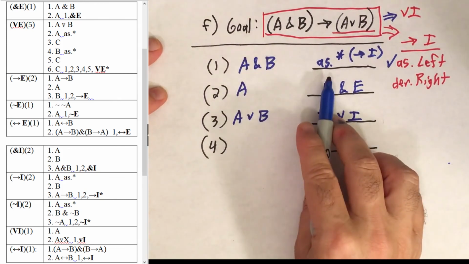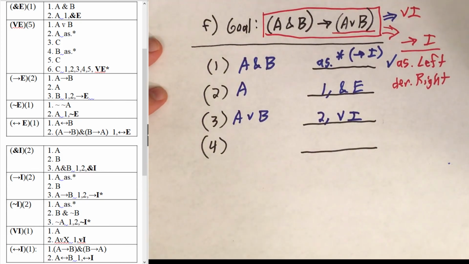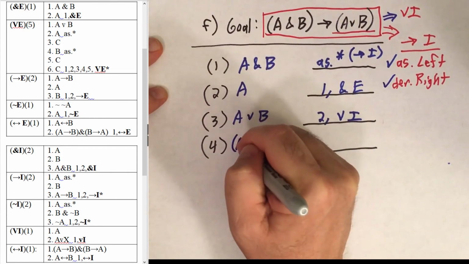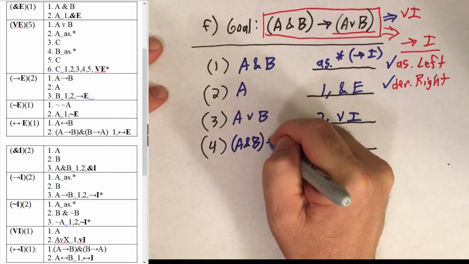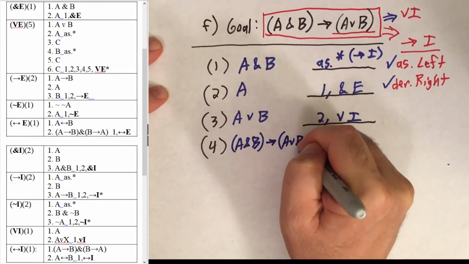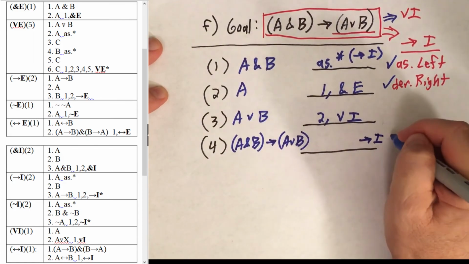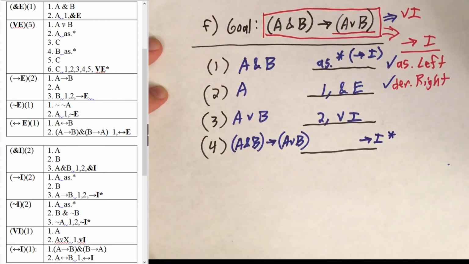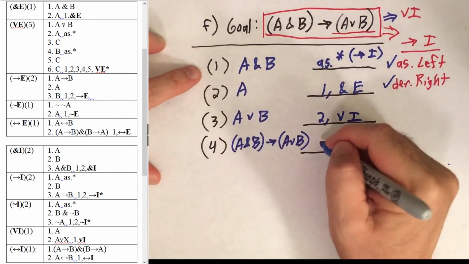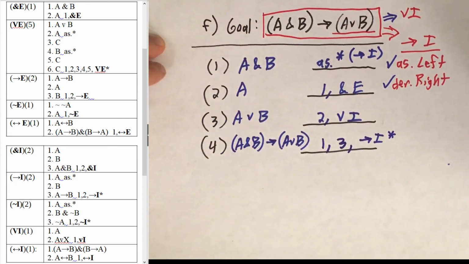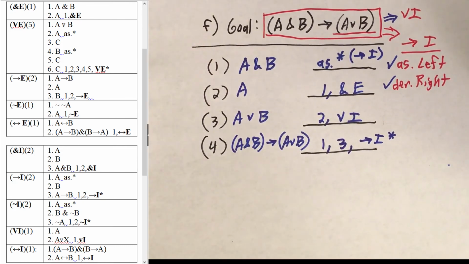So what have I done? I assumed the left side. I was able to derive the right side. So now I can create my new conditional. A and B conditional A or B. Now I just need to instantiate the rule. This is my conditional introduction. When I justify it appropriately, that will discharge my assumptions. I have where I assume the left side in 1 and where I was able to derive the right side in 3. My proof is done. I've created a theorem. I have made a proof with no premises from scratch. Yay! That's it. You did it.